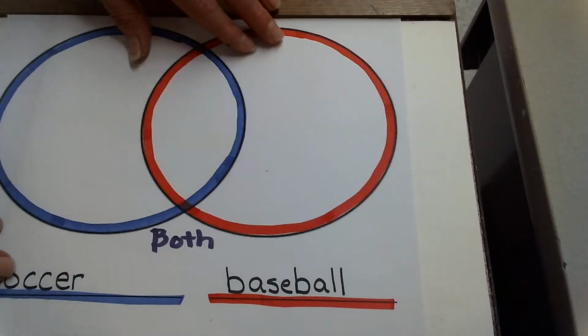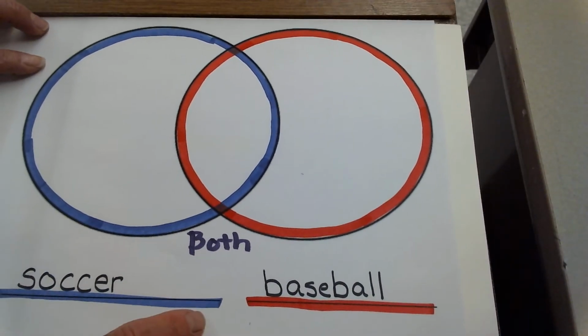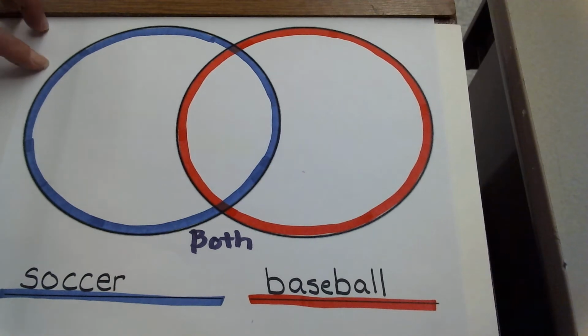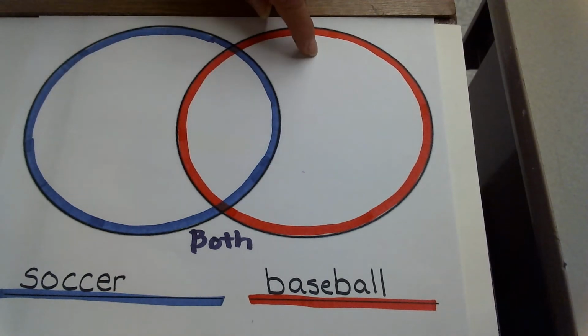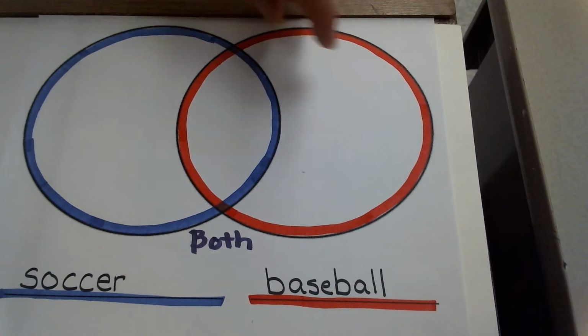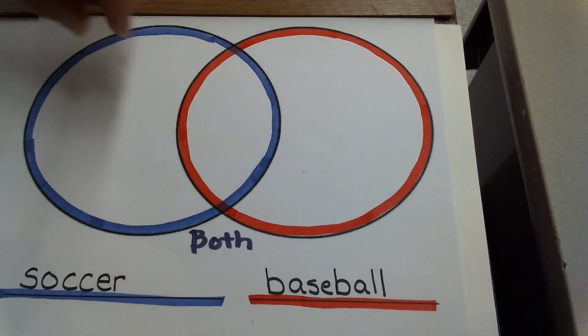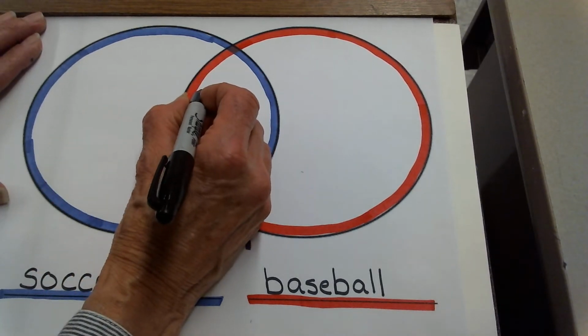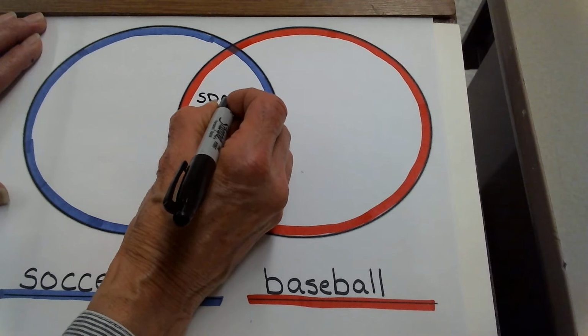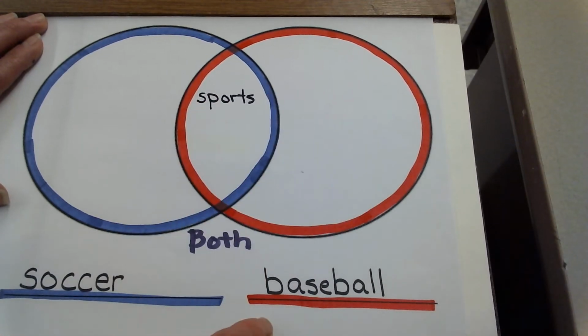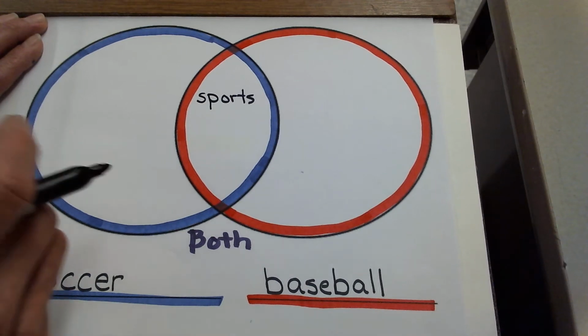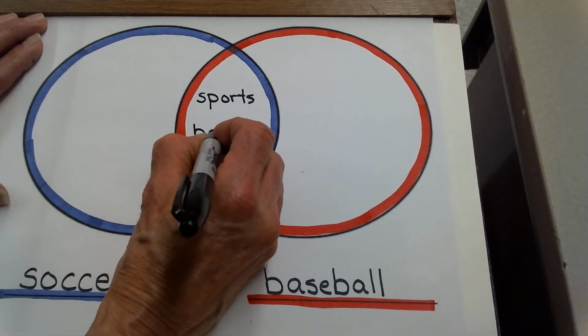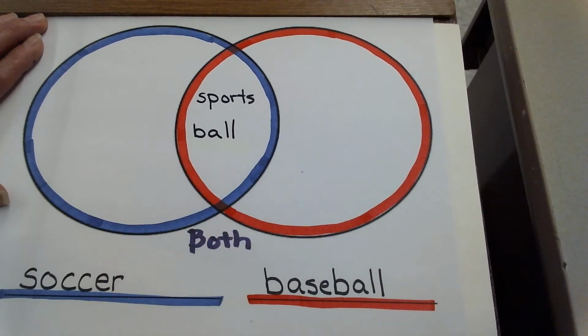Let's do another example. What if I wanted to compare soccer and baseball? So first, I have to think of something about soccer that doesn't work for baseball, or something about baseball that doesn't work for soccer, or I could just think of something true about both of them. Let's see. Oh, they're both sports, so I could start in the middle. Soccer and baseball are both sports. I wrote it in the middle. It's true for both of them. They both use a ball. They're sports that use a ball.